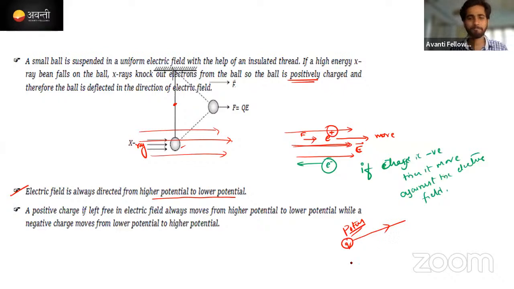Okay, next, a positive charge, if left free in an electric field, always moves from higher potential to lower potential, while a negative charge moves from lower potential to higher potential. I told you this earlier. If a positive charge is there, it will move in the direction of the electric field. Higher potential is here, so the electric field will be in this direction, and the positive charge also moves in this direction, right?